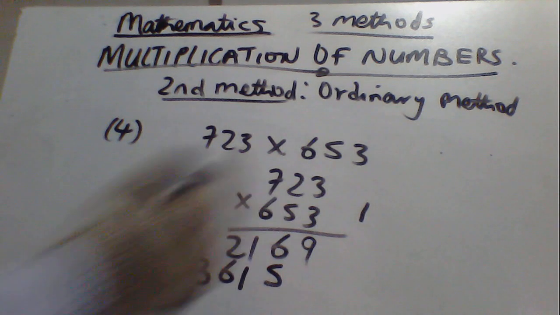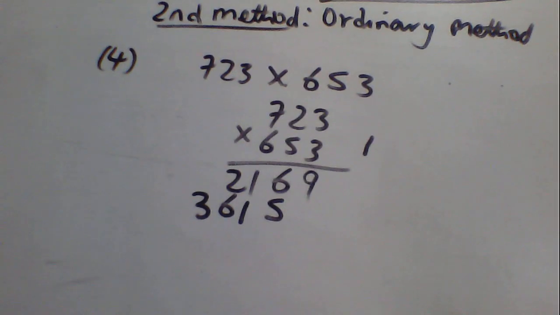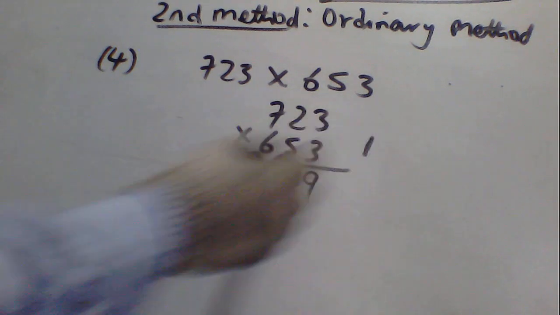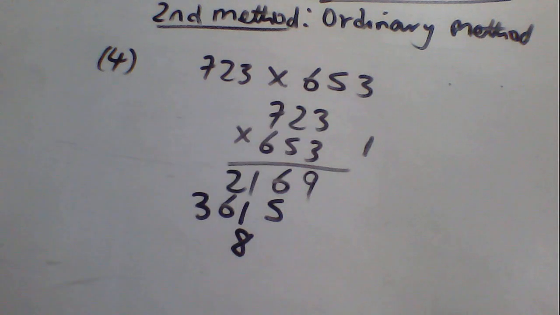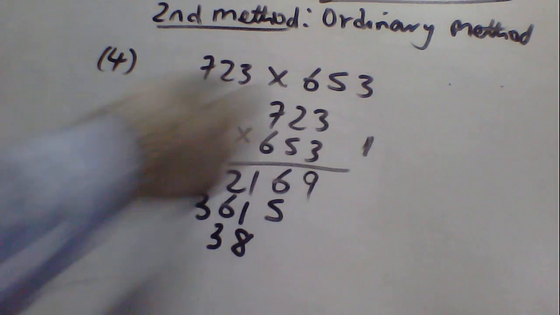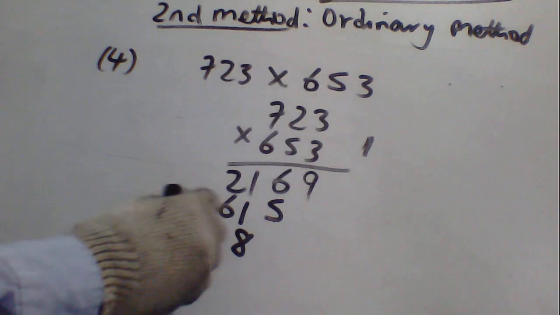Then the next is 6. I have done 3 and I also have done 5. So the next is what? 6. 6 times 3 is 18. I write 8 and carry 1. 6 times 2 will give us 12 plus 1, 13. I write 3 and carry 1. 6 times 7 will give us 42 plus 1, 43.